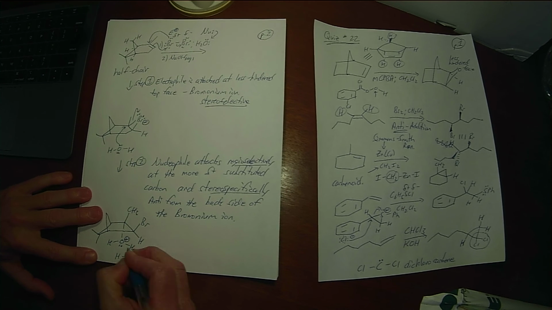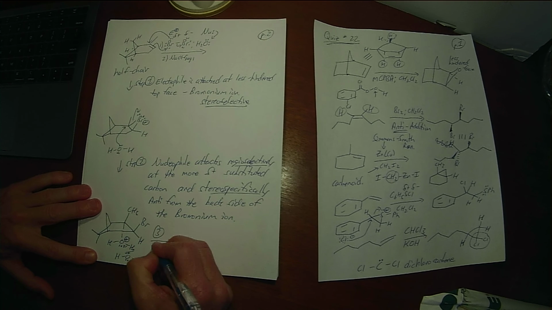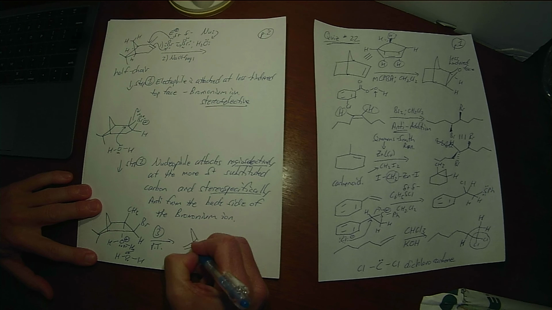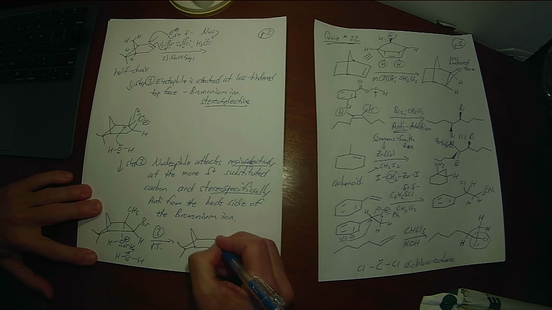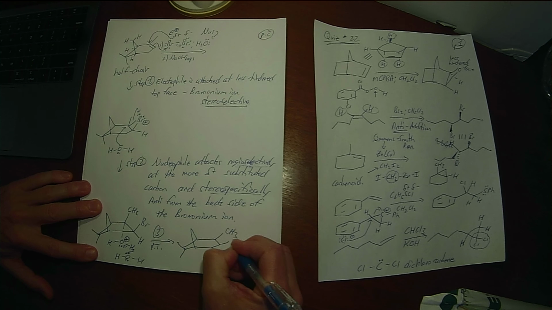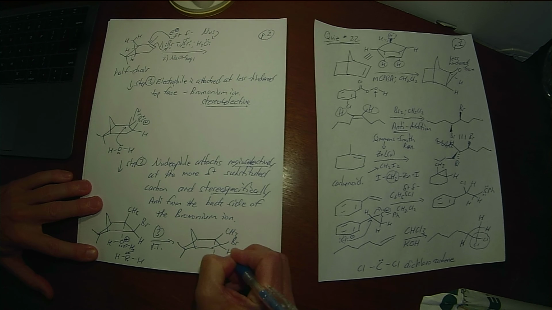Step 3 is simply a proton transfer, where we're going to generate the bromohydrin. Half the battle is actually drawing the molecule. So we have the OH down below and the bromine on the top.